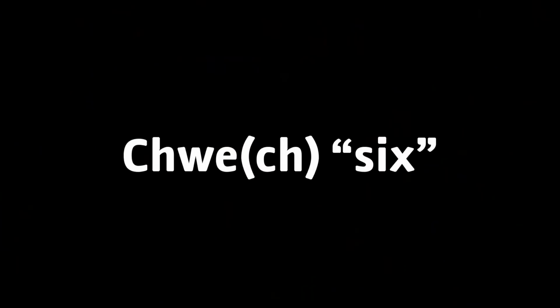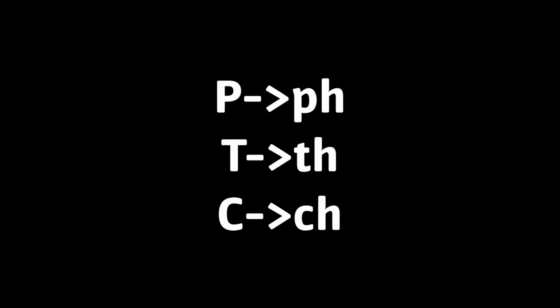Lastly, we'll be looking at aspirate mutations. It can occur after a, e, if masculine after tri, and finally after chwech or chwe. P becomes ph, pronounced fa, T becomes th, pronounced tha, and C becomes ch, pronounced cha.